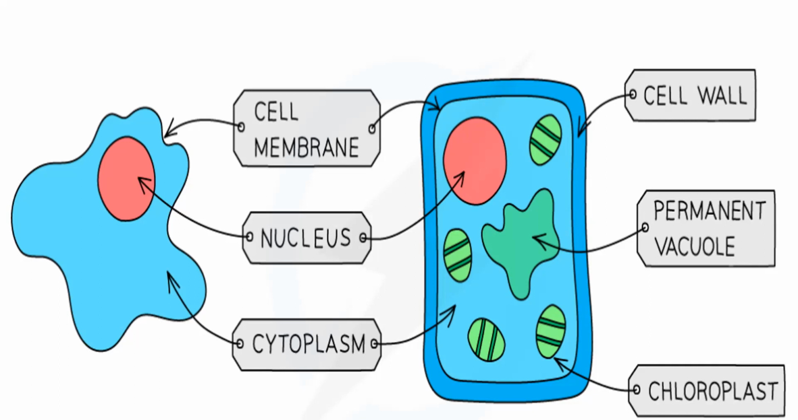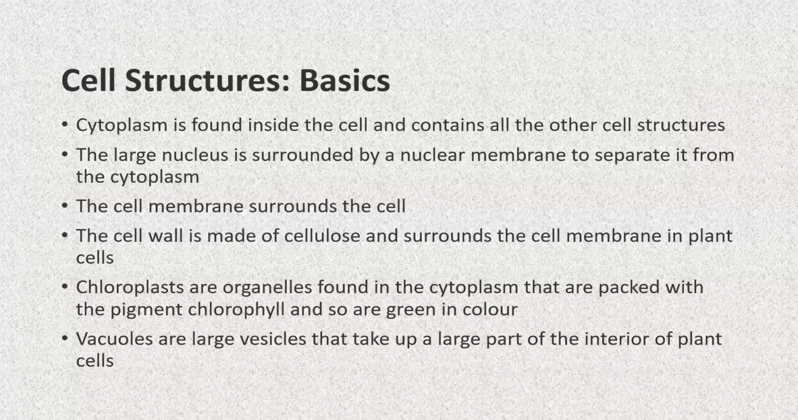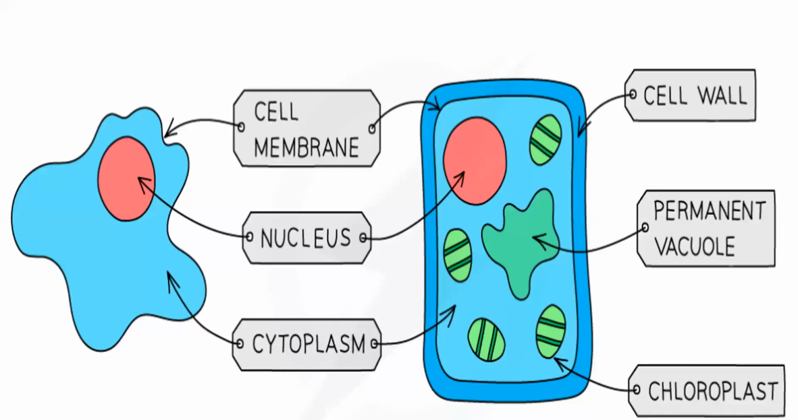Then the plant has a cell wall. Why do they have a cell wall? We now know: the cell wall is made of cellulose and surrounds the cell membrane in plant cells. So it surrounds the plant cell to protect it. And here the animal cell shape is irregular, but here it is rectangular.